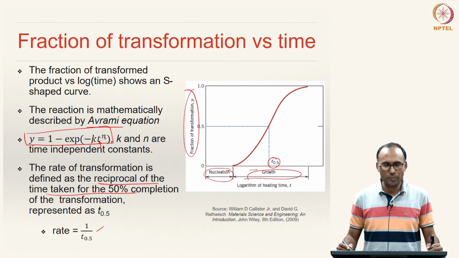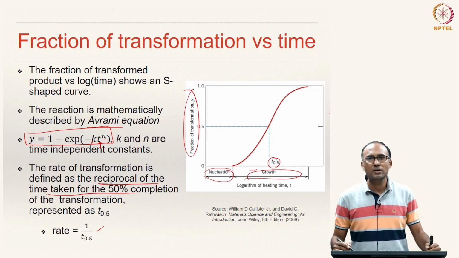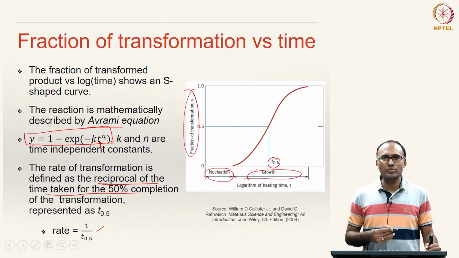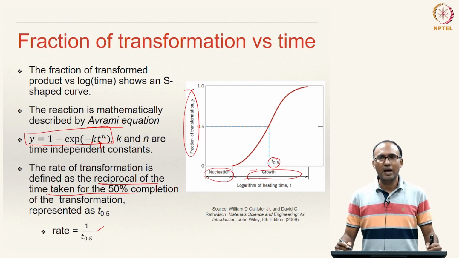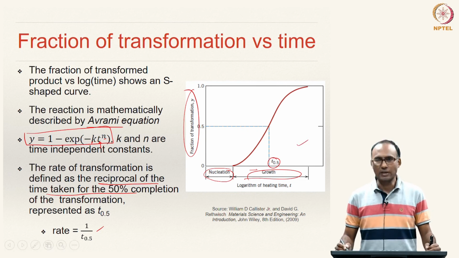And then we have also looked at the transformation rate as a function of time at different temperatures. And finally, we looked at the fraction of transformation as a function of time. So, as a function of time, how much material has been transformed from parent phase to product phase is described by the Avrami equation, wherein the fraction of transformation when plotted against time looks like an S-shaped curve as shown here. Okay.